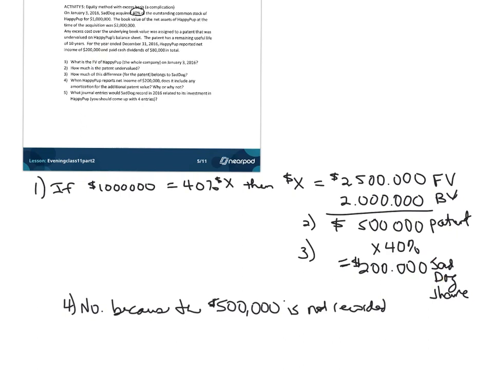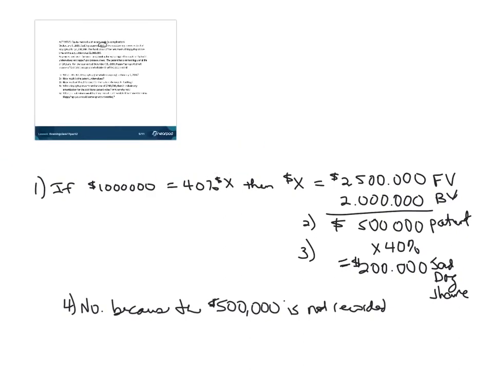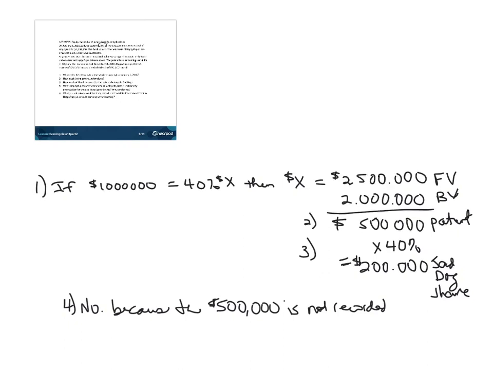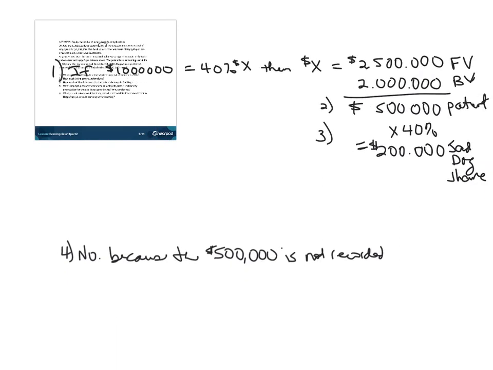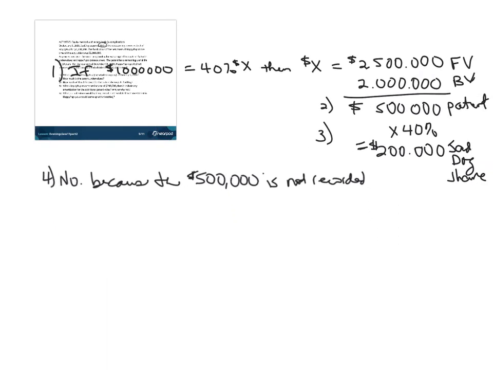All right, so then it says the journal entries that Sad Dog would record related to its investment. What a great review kind of question, because that's going to make you hit on a lot of things about equity method investments. Okay, so we're going to go ahead and look at it.